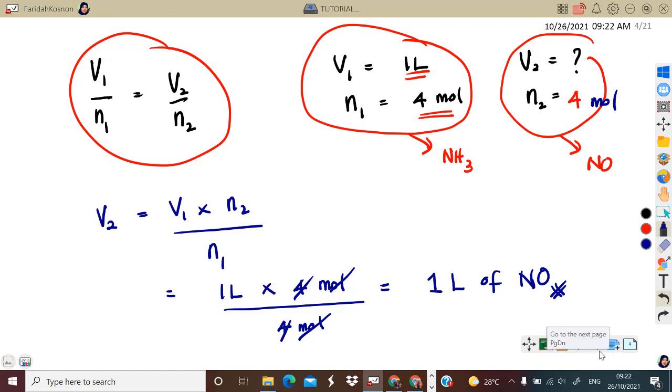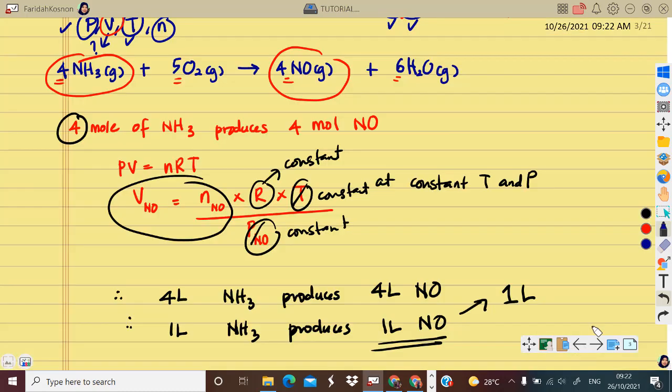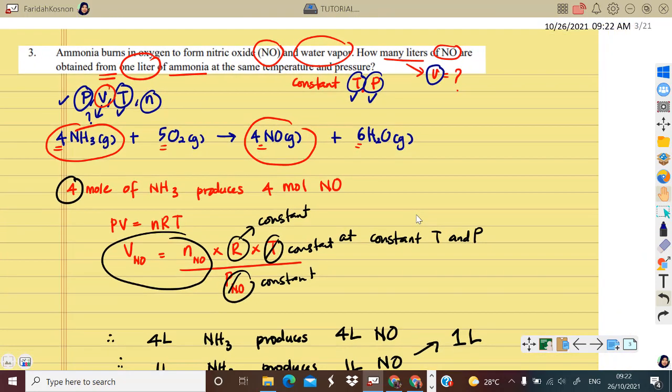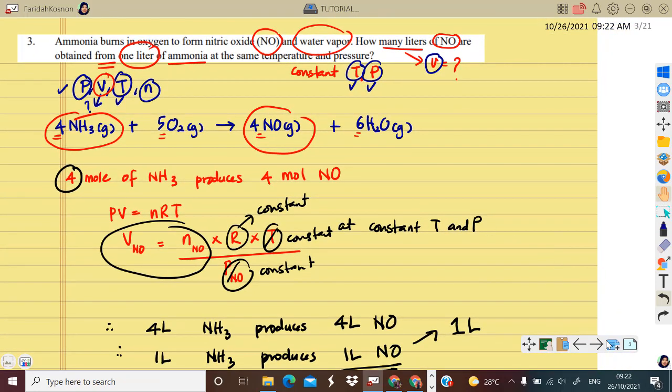Okay, so ni soalan yang mana tadi ya? Ini adalah soalan number 3. So kita teruskan dengan soalan seterusnya.